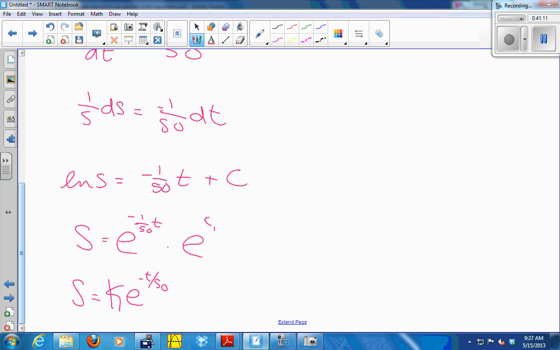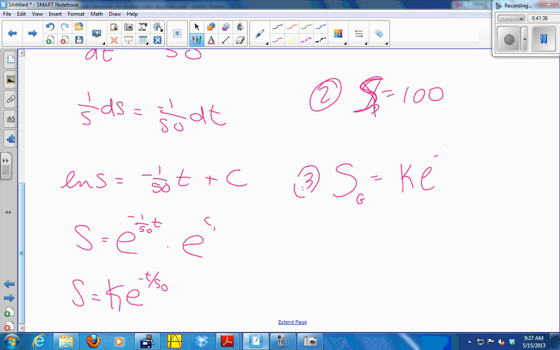And then step 2, I know that y equals 100 is a particular solution to the non-homogeneous equation. That's the equilibrium solution. So there's my y particular. So 3, add steps 1 and 2, and I get s, I should say s particular, because that's my variable. Okay. So s, the general solution, is k e to the negative t over 50 plus 100.